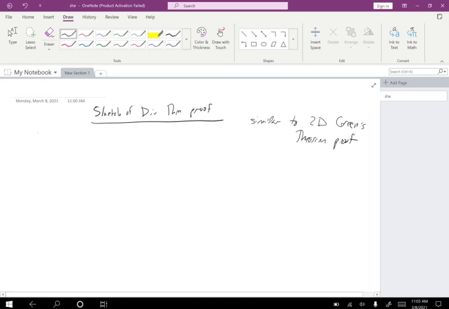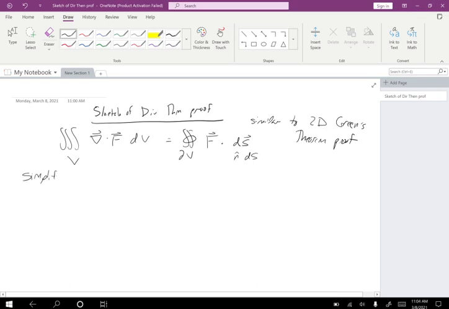So let me just recall what the divergence theorem is again. It says that del dot F, the volume integral, is actually equal to an integral over the boundary. It's a surface integral, and you take the flux. Remember, the dS is shorthand notation for n times the surface area element.